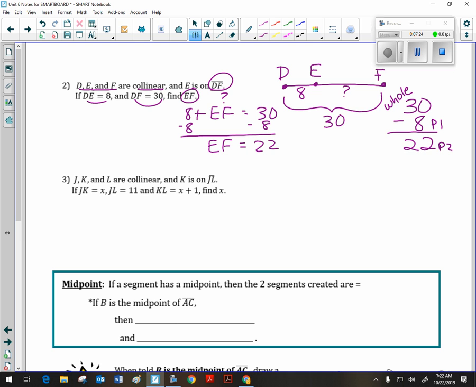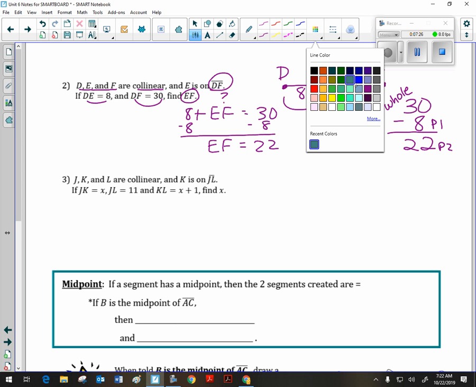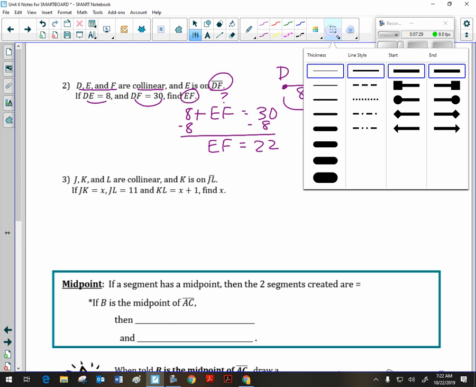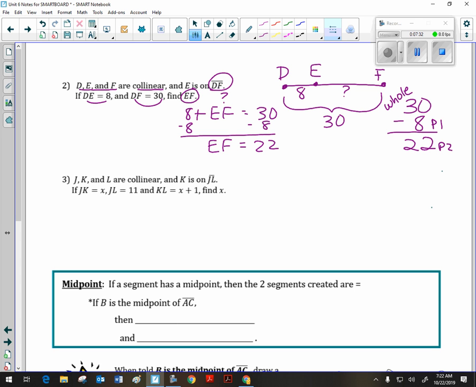When we get into question 3, it can look a little bit more challenging, because what you're going to notice in question 3 is that now they've made it more of an algebraic type of problem. So we just need to be a little bit more careful. Our 3 points are collinear. K sits on JL. So in this case, when I draw my picture, here's JL, K sits somewhere on there. I want to go back and label everything. The part that goes from J to K, I'm going to label with an X. The part that goes from J to L is 11. And the part that goes from K to L is X plus 1.